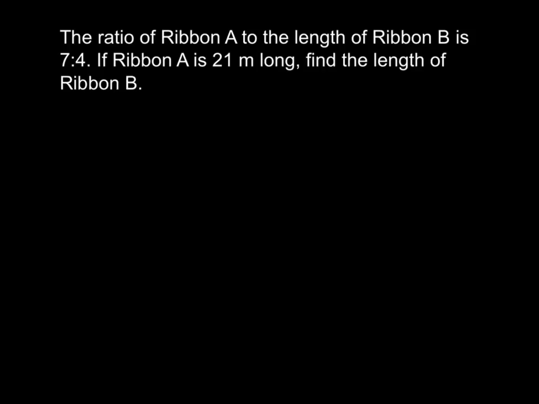So let's look at our problem. It says the ratio of ribbon A to the length of ribbon B, and it should say the ratio of the length of ribbon A to the length of ribbon B is 7:4. If ribbon A is 21 meters long, find the length of ribbon B.